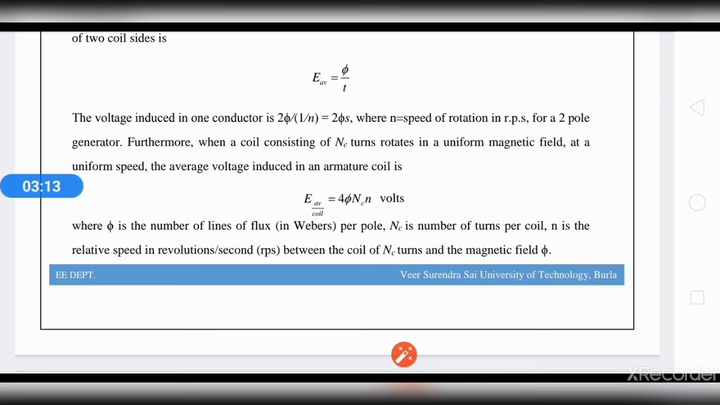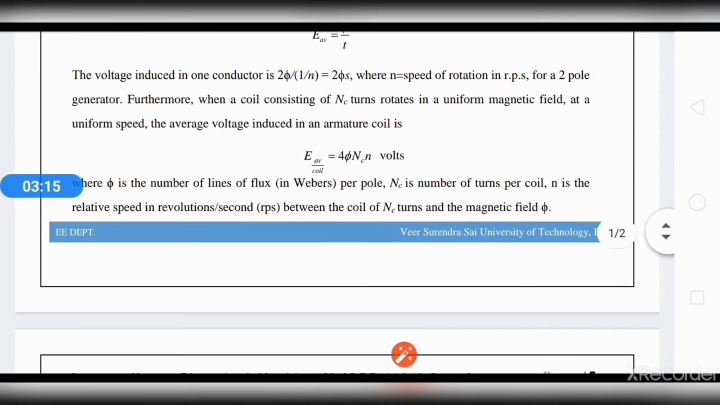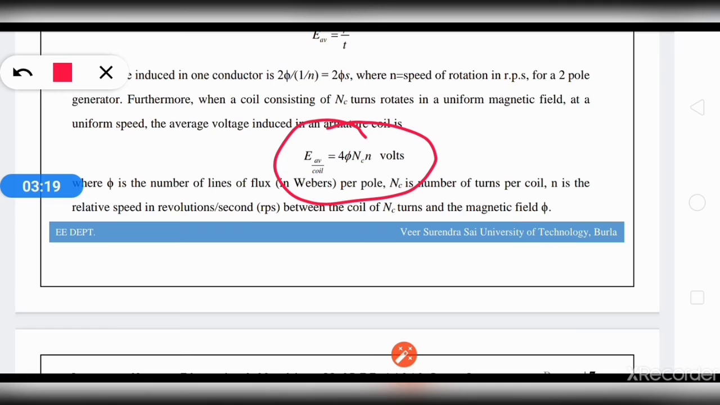So now the final equation becomes E average per coil will become 4 phi Nc into N, where Nc is the number of turns per coil and N is the relative speed in revolutions per second between the coil of Nc number of turns and the magnetic field phi.